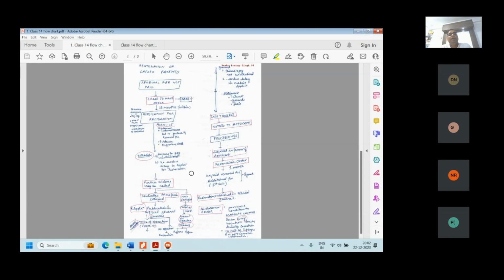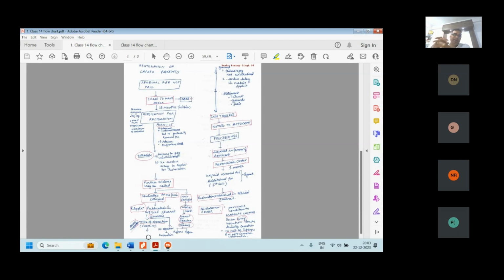If he is not satisfied, what will he do? He will give a notice to the patentee, and within 1 month you can request a hearing, and in the hearing you can try to convince the controller. If he gets convinced that it should be restored, it will again go to publication because he is now satisfied. Otherwise, he will refuse, and your restoration will not work. If he is convinced, then it will be published in the official journal and this line will be followed.